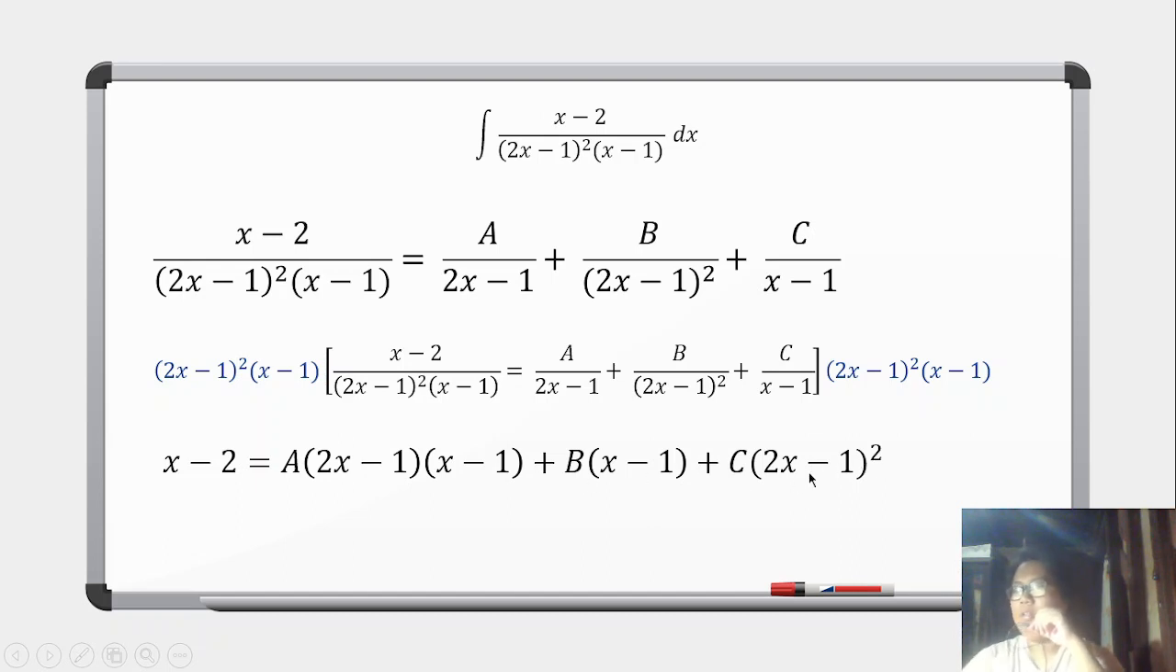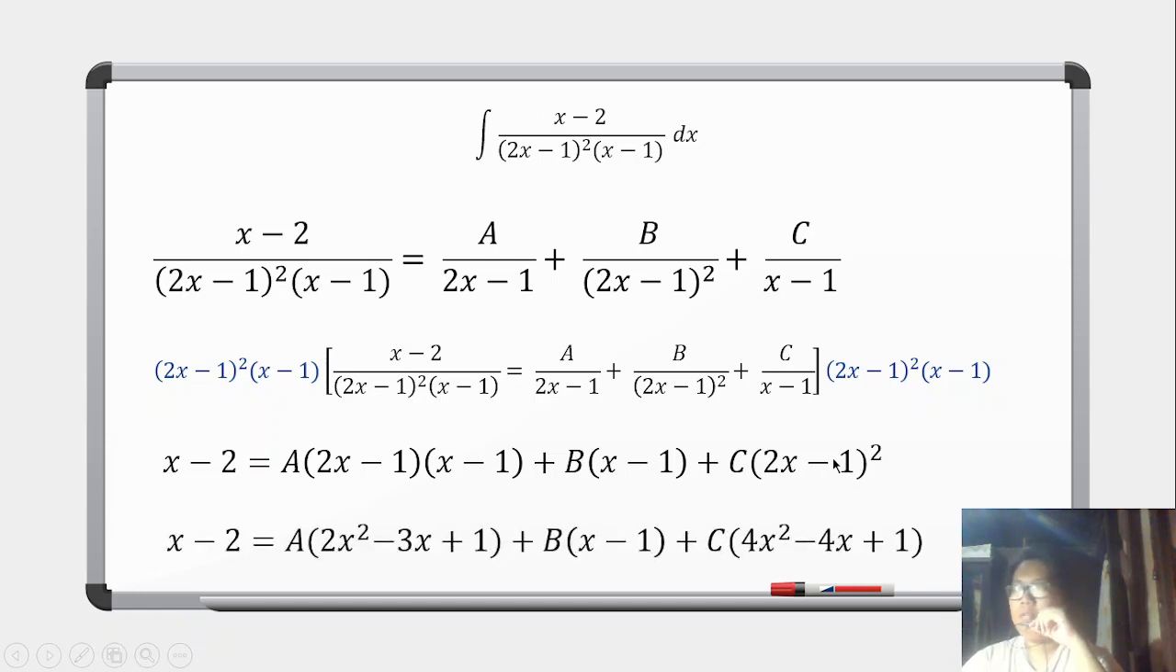Next we're going to expand this. This cannot be factored anymore, and we're also going to expand this. So we're left with x - 2 = A(2x^2 - 3x + 1) + B(x - 1) + C(4x^2 - 4x + 1).